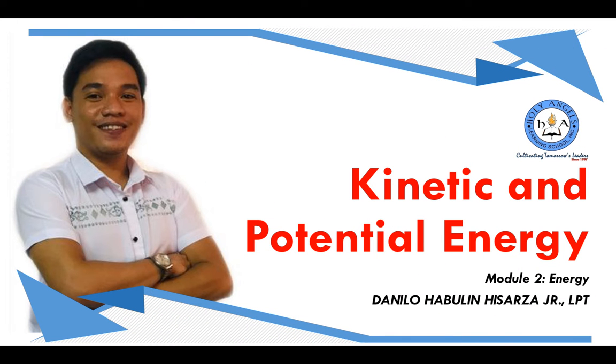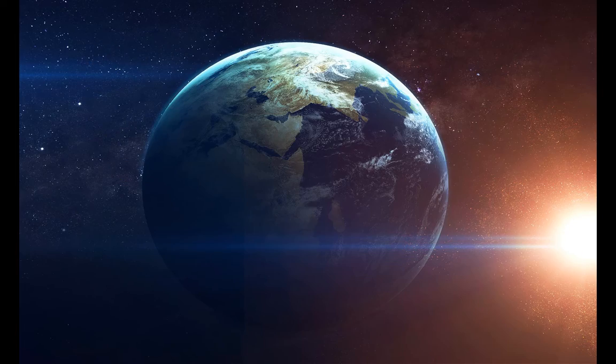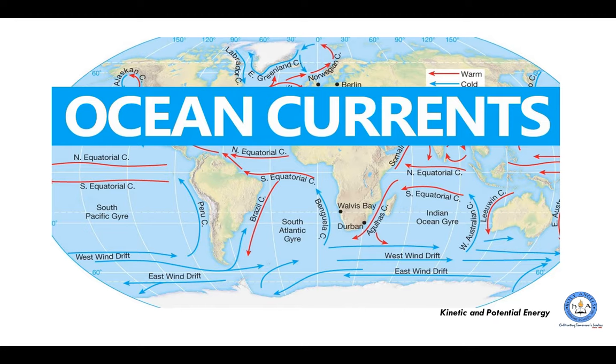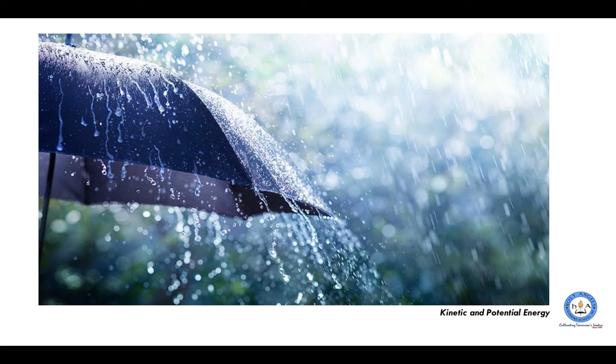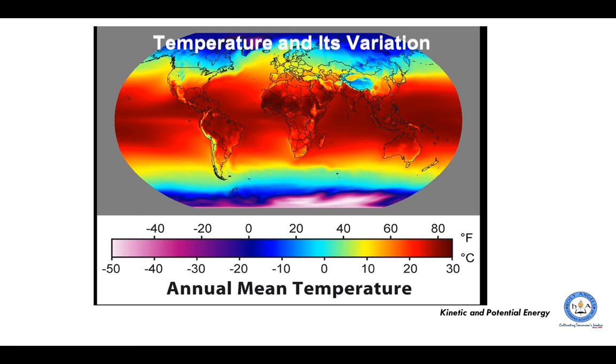Every living and dynamic process in nature involves the conversion of energy from one form to another. These transformations are important for powering the machines that man builds and uses. This causes ocean current, rain, wind, temperature variations, and all other phenomena related to Earth's climate.